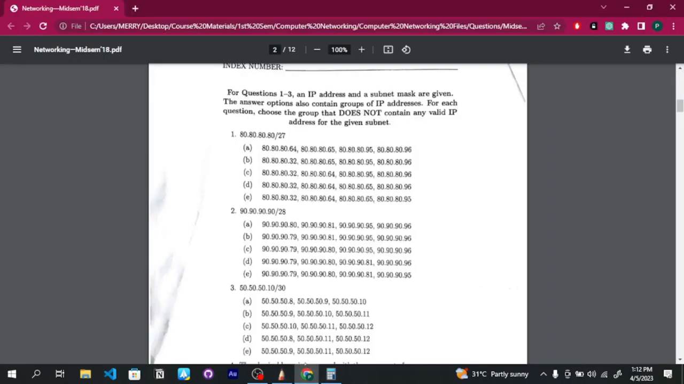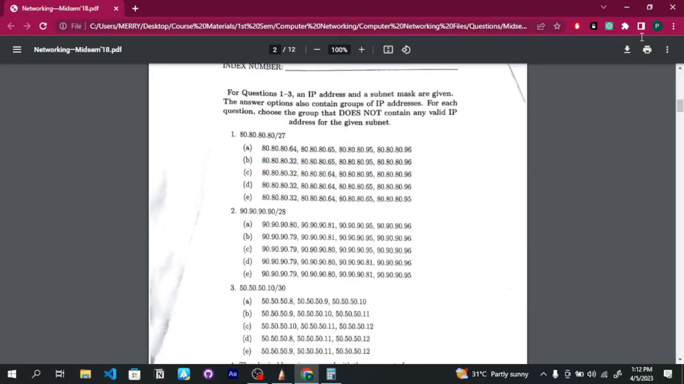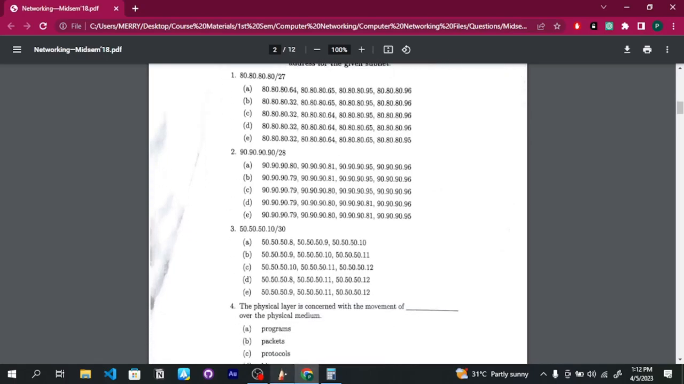So we have 64 and 95 here, and we have 96 and 32. So it's a C. That's nice, because 65 is valid here. 65 is also valid, and 65 is also valid. So it's a C. C contains invalid for all of them. You understand? So it's a C. Let's move on to the next one.